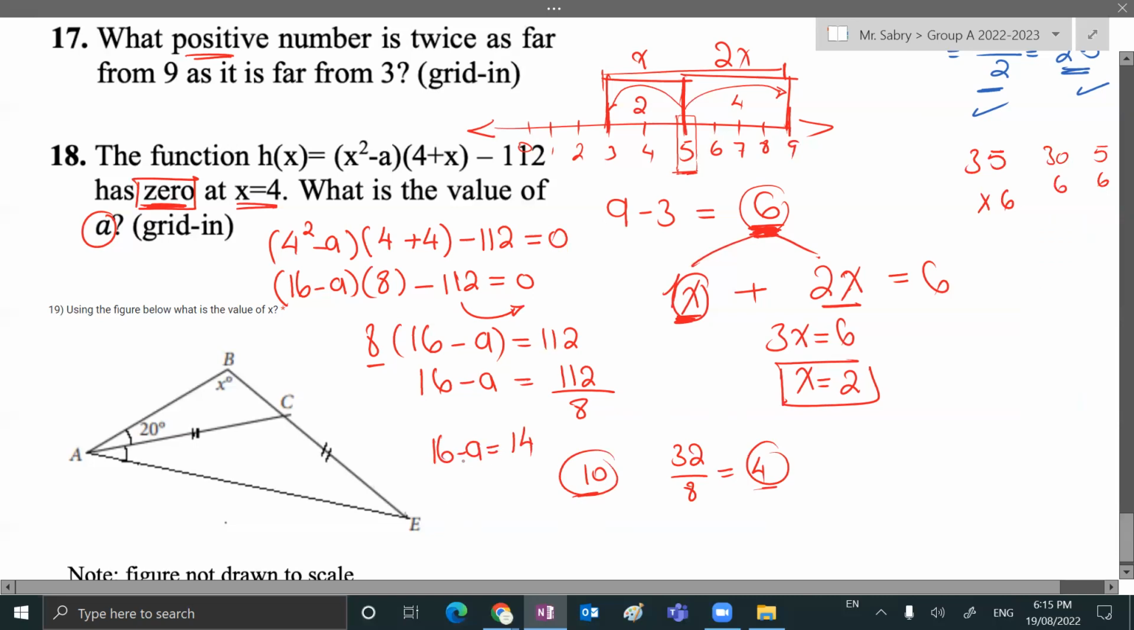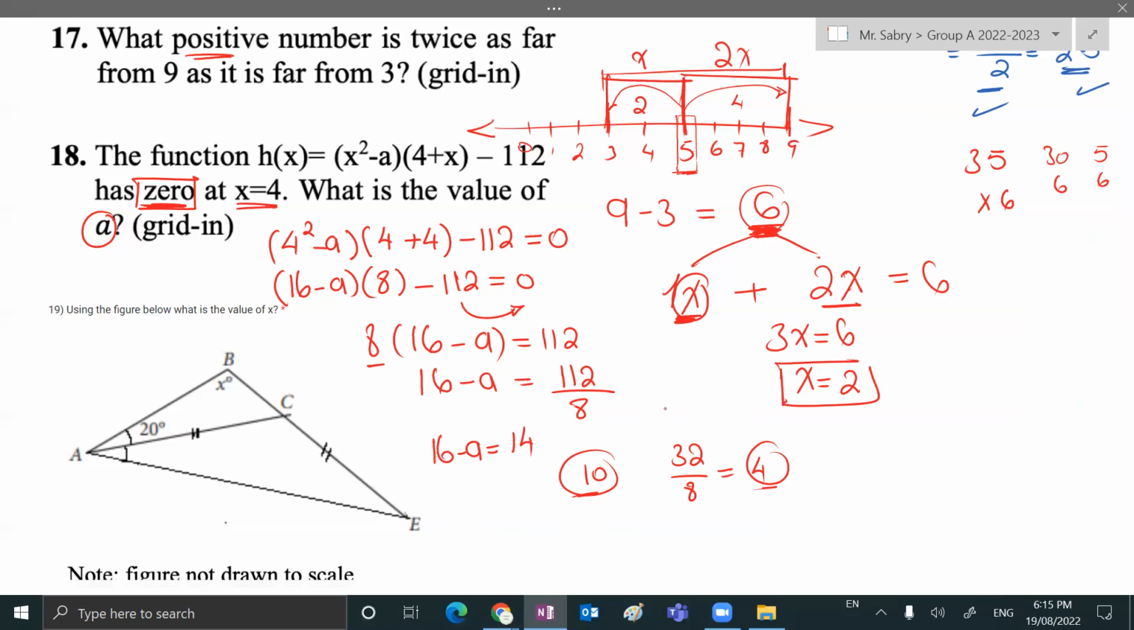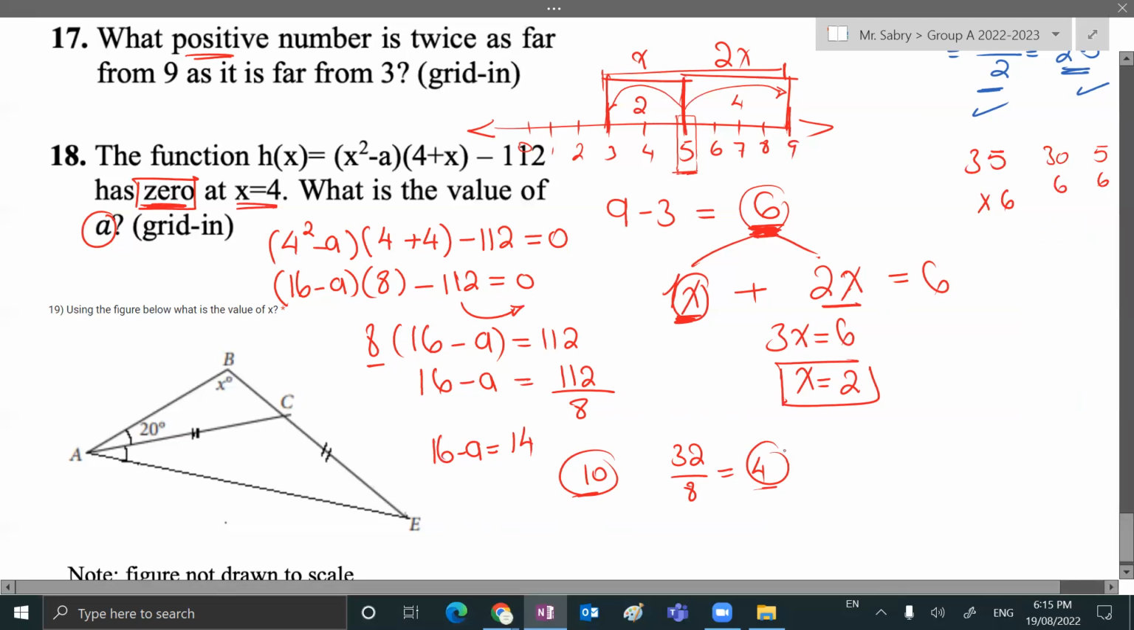Does that make sense? You don't have to memorize this. I'm trying to explain a way of thinking. When you're stuck in calculations of divisions or multiplication, I try to simplify it a bit. Instead of 112 divided by 8, I split it into 80, because 80 is easy to divide by 8, plus 32. 80 plus 32 is 112. 80 divided by 8 gave 10, 32 divided by 8 gave 4, and I added the two together.